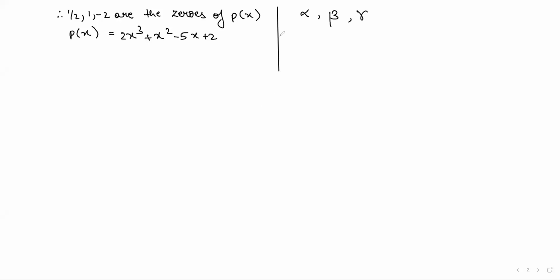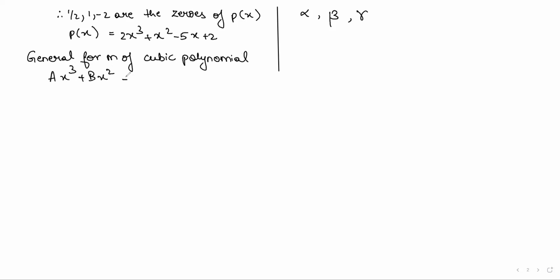What are coefficients? Let's write the general form over here. General form of a cubic polynomial. This is ax cubed plus bx squared plus cx plus d. So a is the coefficient of x cubed, b is the coefficient of x squared, c is the coefficient of x, and d is the constant term or coefficient of x to the power 0. So your coefficients are a, b, c, and d.